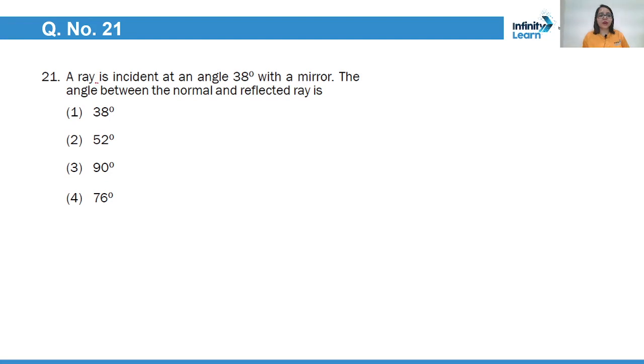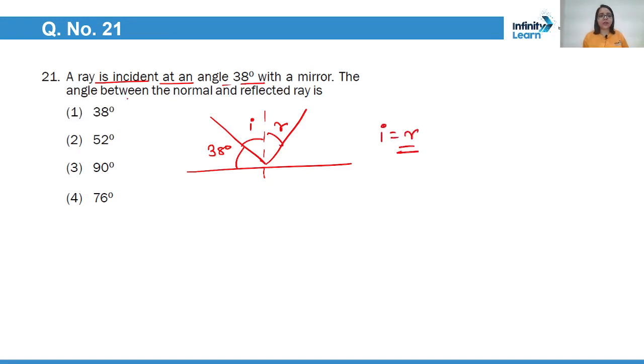Question number 21. A ray is incident at an angle of 38 degree with the mirror. So this angle is 38 degree. This is i and this is r, and i is equal to r. The angle between the normal and the reflected ray is, so this i will be 90 minus 38 degree, which is 52 degrees. So the angle of reflection over here is equal to 52 degree, which is option 2.